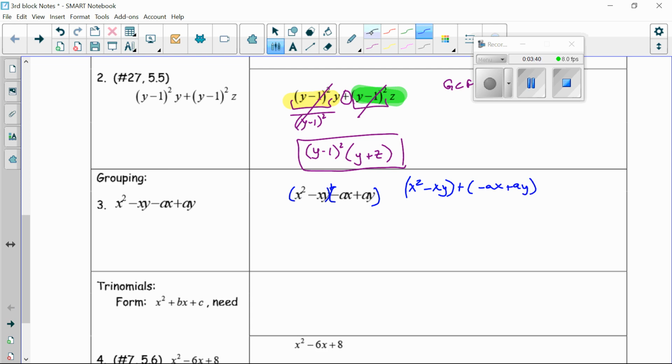Always, anytime there's a negative lead coefficient, always take out that negative. And so for this side of this equation, we're going to take out that negative a, and we're left with x minus y. Over here, we're going to take out the x that they have in common. They have an x and an x, and we're left with x minus y.